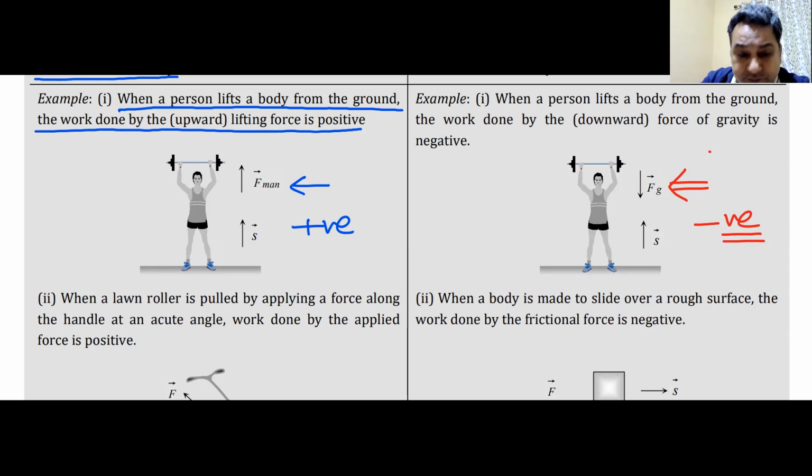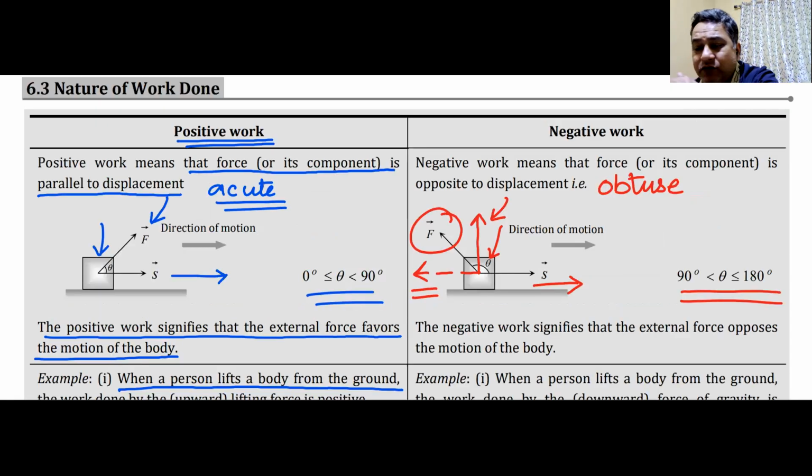Okay. So this is how we can understand the concept of positive and negative work. When the angle between force and displacement is acute, work done is positive. If the angle is obtuse, work done is going to be negative. And we have seen the example of a man lifting a block or a weight. Work done by man is positive, but work done by gravity is negative. Have we done this?